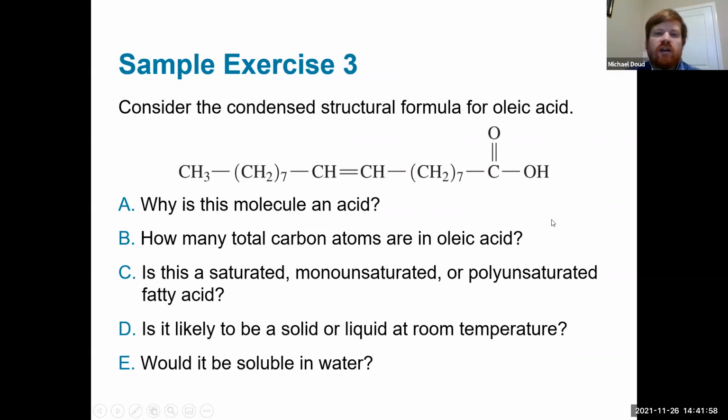Okay, here, let's take a look at sample exercise number 3. Consider the condensed structural formula for oleic acid. Ask yourself the following. Why is this molecule an acid? How many total carbon atoms are in oleic acid? Is it saturated, monounsaturated, or polyunsaturated? Is it likely to be solid or liquid at room temperature? And would it be soluble in water? So go ahead, think about what we talked about, the difference between saturated and unsaturated fatty acids, and we'll look at the answer when we come back. So go ahead, pause the video, and we'll take a look when we come back.